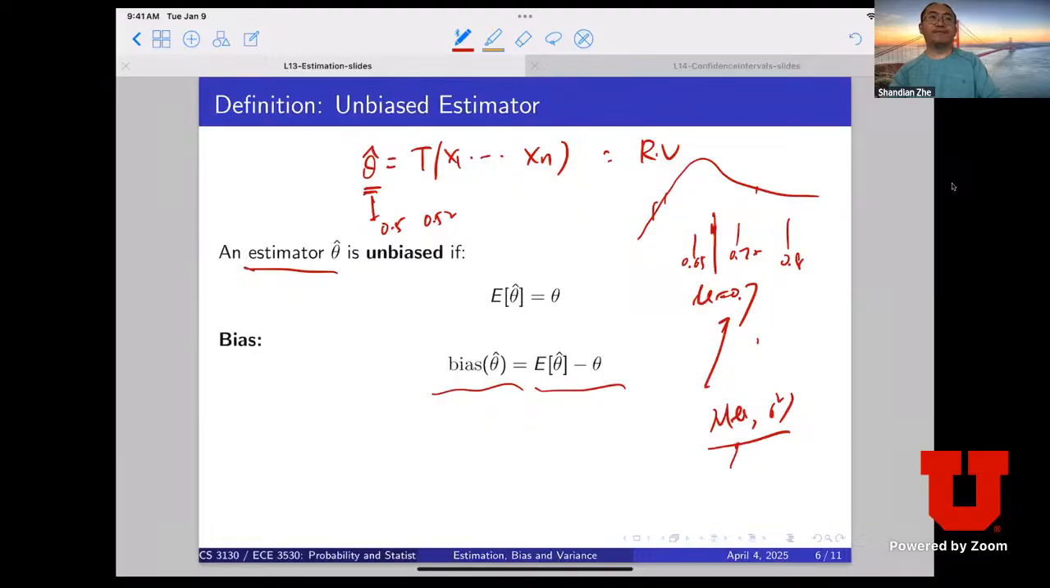Everyone feels comfortable? Great. So an unbiased estimator, though, still cannot guarantee that you get the ground truth after one round of experiments or measurement. But it can give you an asymptotic guarantee in that if you keep running your estimation procedure, your estimator on average will get closer and closer to the ground truth. How can we see that?